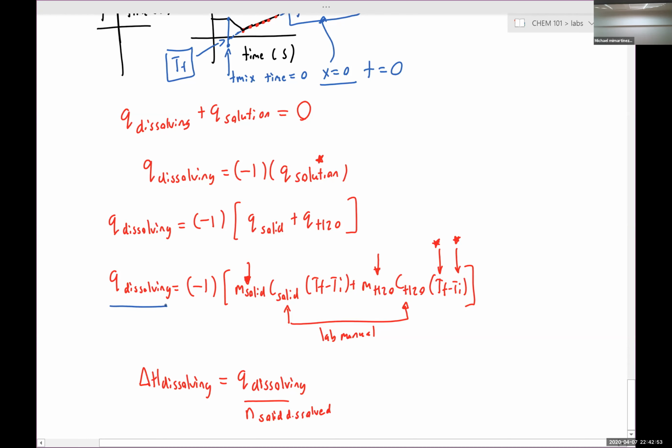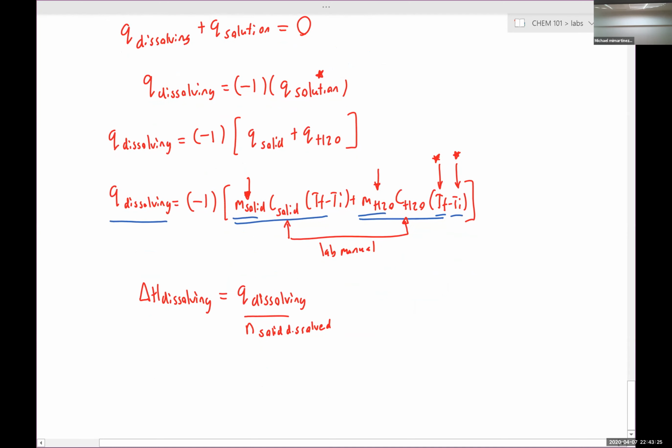The only thing that's new in this case is that we are using the heat released by both our solid and our water. And all of these values we'll be measuring in this experiment. We'll be measuring the initial and final temperature, and we'll be measuring the mass of water and our solid. The specific heats of our water and our solid are given in the lab manual.